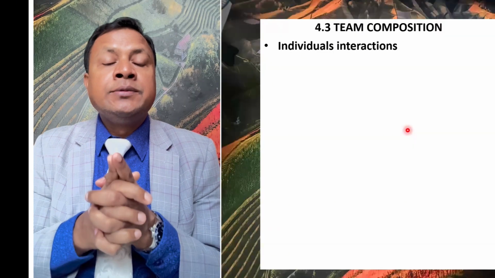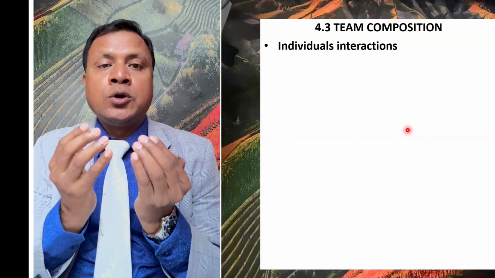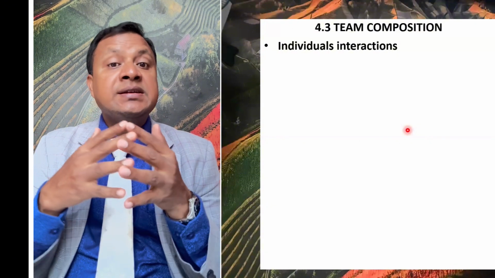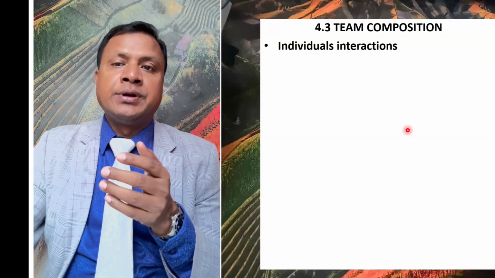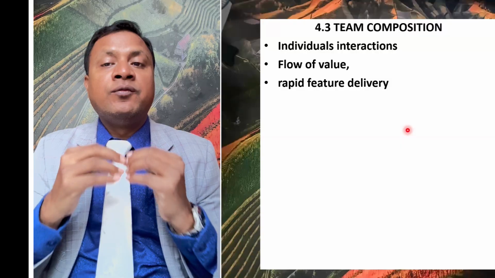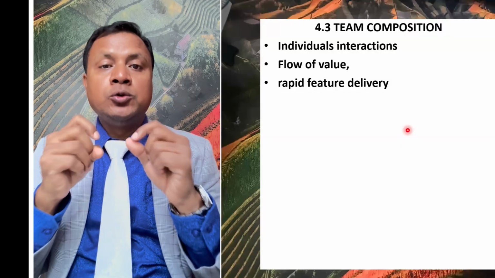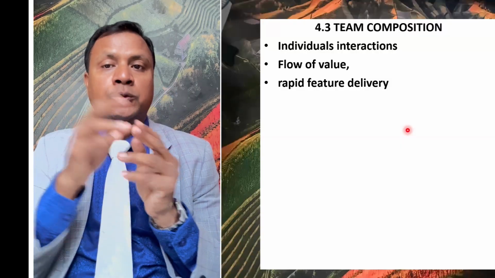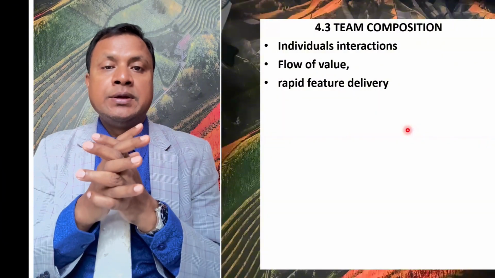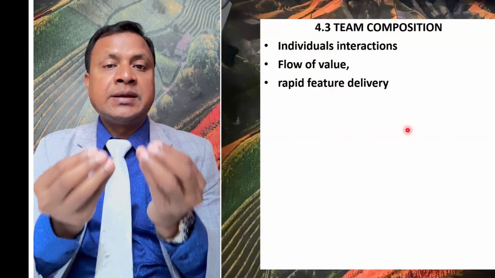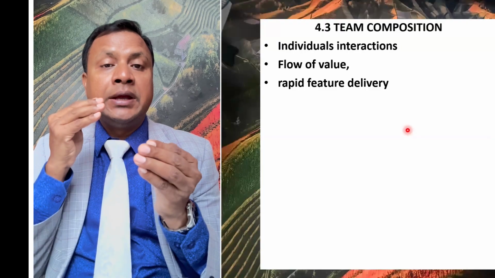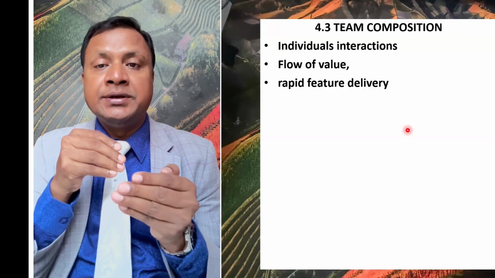So in team composition, in agile team composition, actually we will be focusing on individual interactions. Individual interactions is important here. And we will create an environment where there will be a flow of value. So everyone will be working to get the value. And they ensure repeat feature delivery. In each iteration, we will get some feedback for adding new features to the product. So they always try to rapidly deliver the feature.